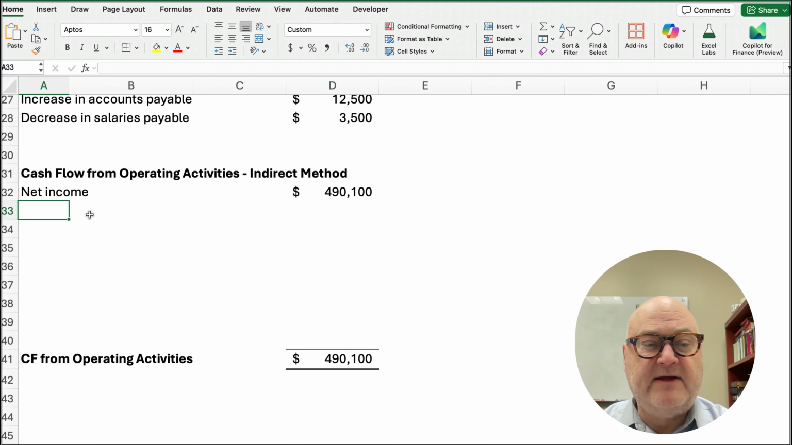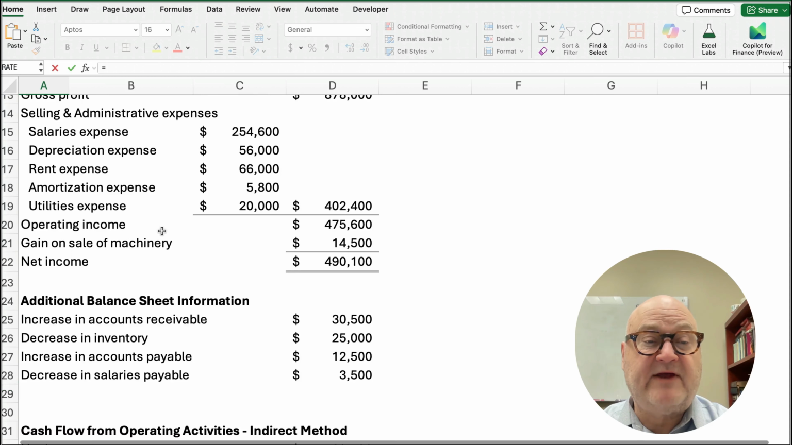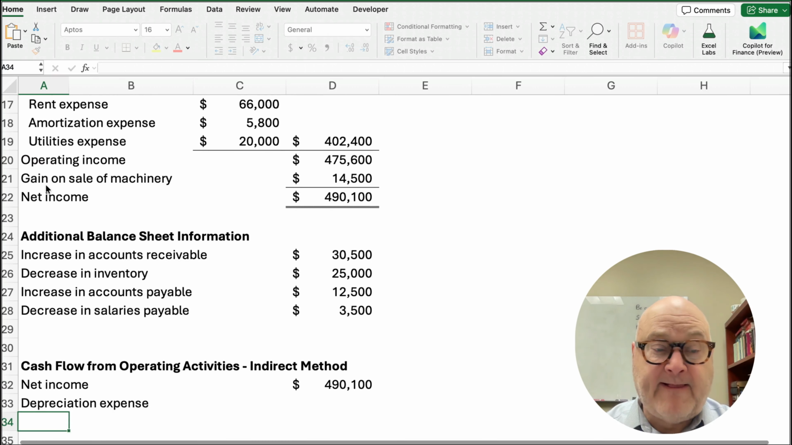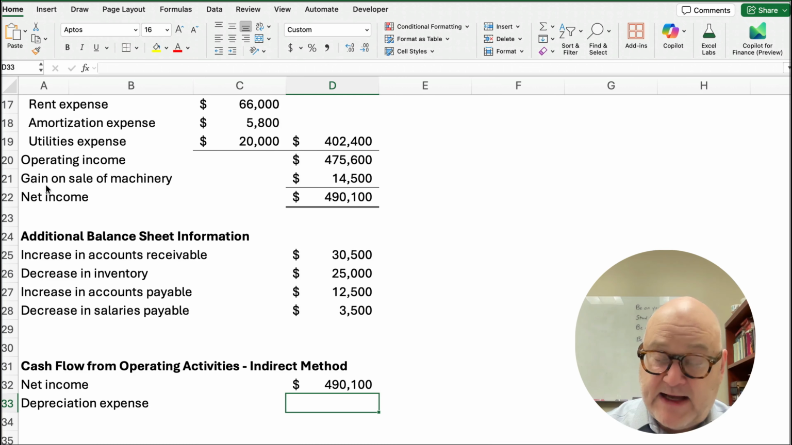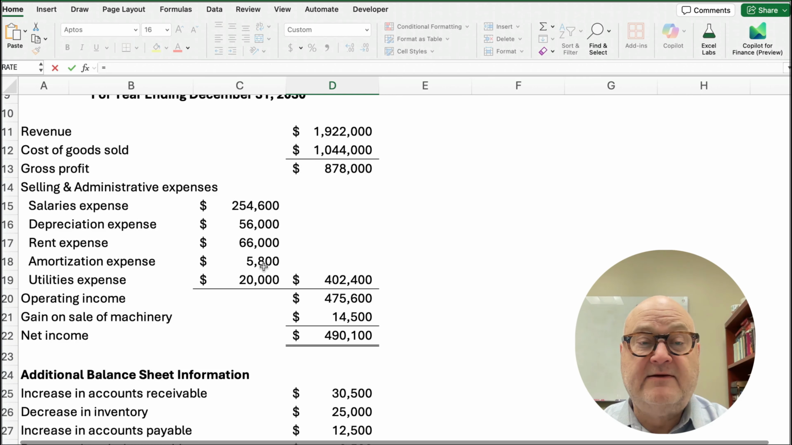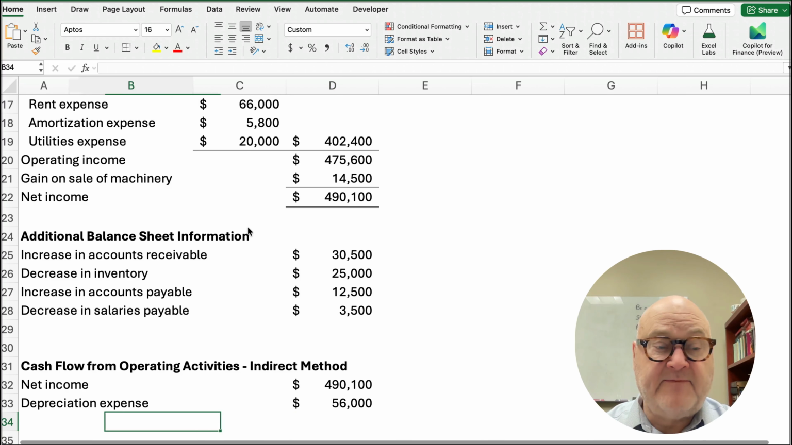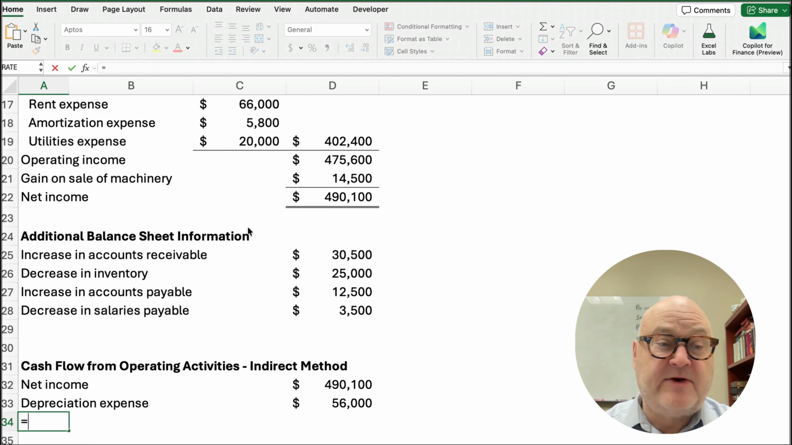You don't have to see me add everything up, but I would use the sum function and use plus or minus, and that way it's going to work out exactly the way it should. Now, we know we need amortization and depreciation, so I'm going to grab depreciation first, and we're going to make it a positive 56,000. Same thing with amortization.